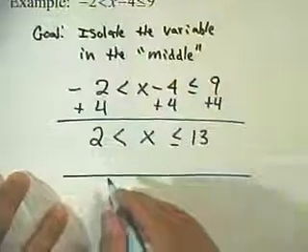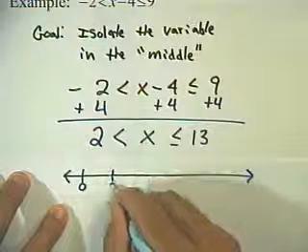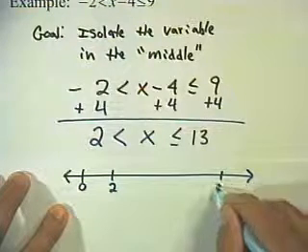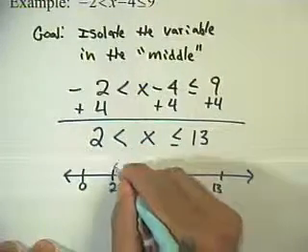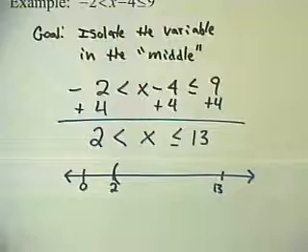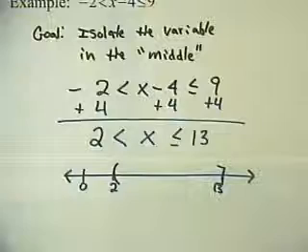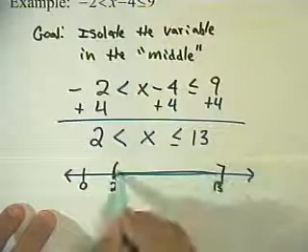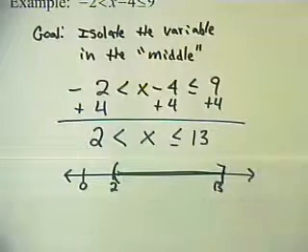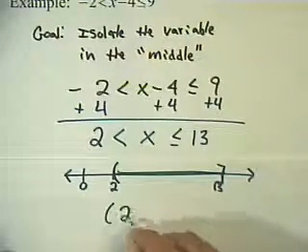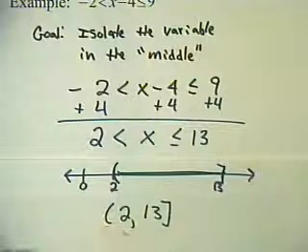Let me get a reference of maybe the 0 here. Maybe 2 is here, and maybe 13 over here. All right. Now, I want all x's that are greater than 2, but strictly greater, so I need an open. And I need them less than or equal to 13, so I'll have a closed. And I need all points in between. So there's the graphic solution. And the interval notation for that is simply all points between 2 and 13, including the 13, not including the 2.